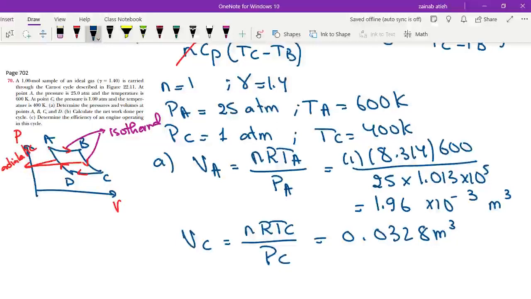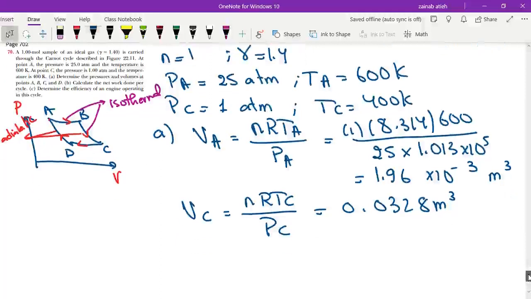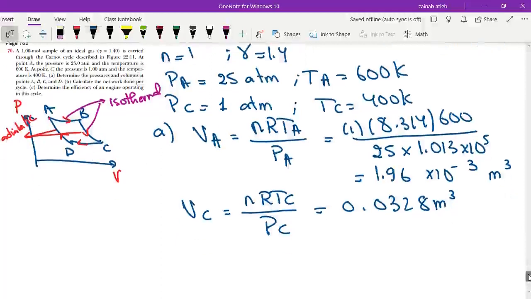Now for B and D I can guess the temperature. For sure the temperature of B is like the temperature of A, and the temperature of C is like the temperature of D. So I have the temperatures at B and D, but I have neither the pressure nor the volume. I have two unknowns, not one unknown. So this one needs more work to find the pressure and the volume. What shall we do?